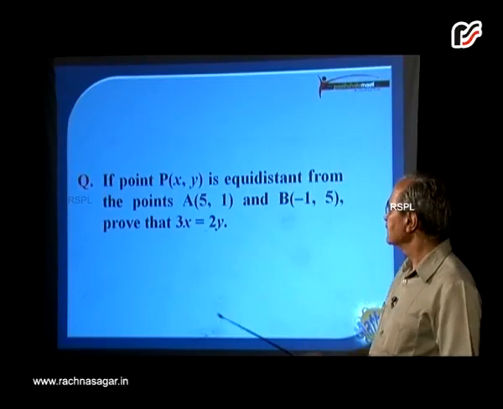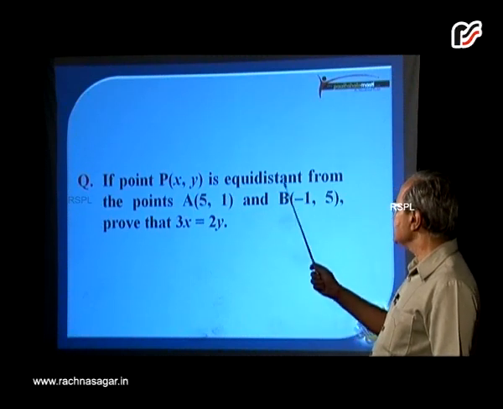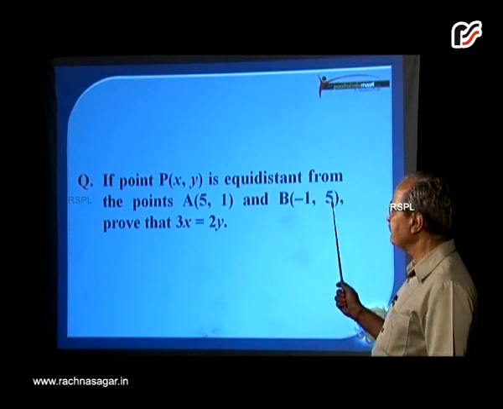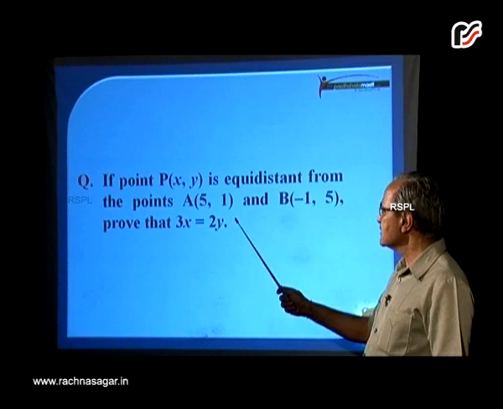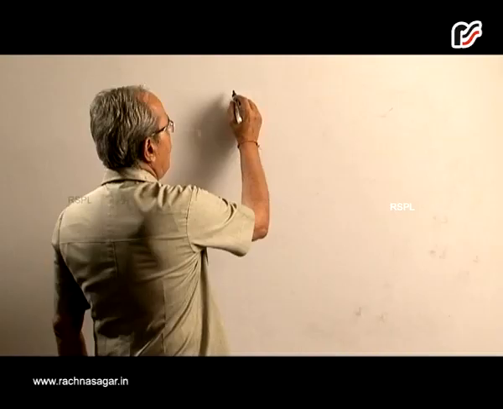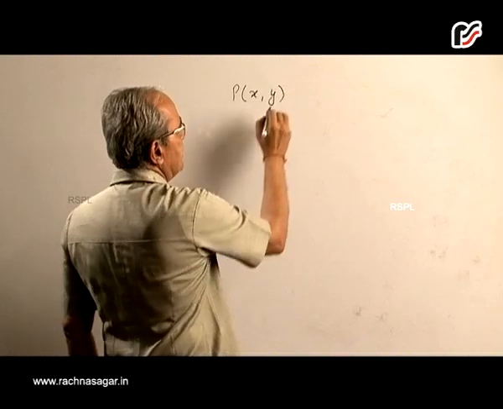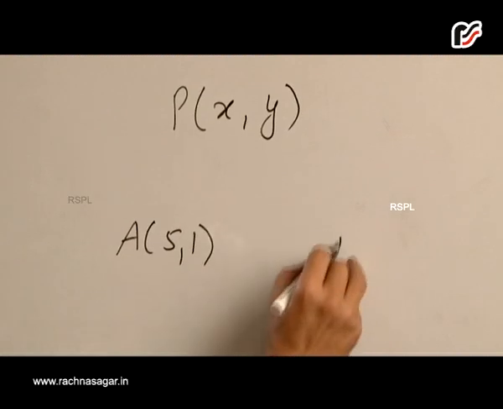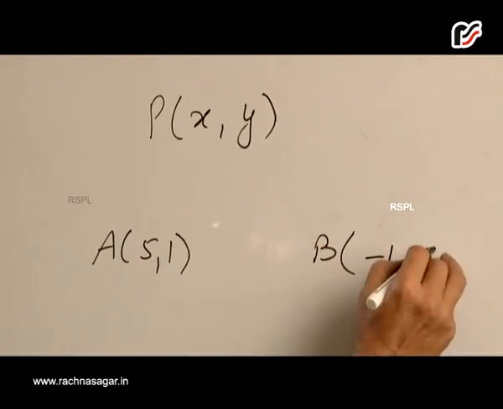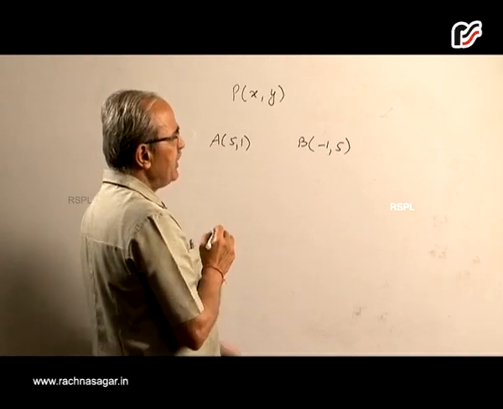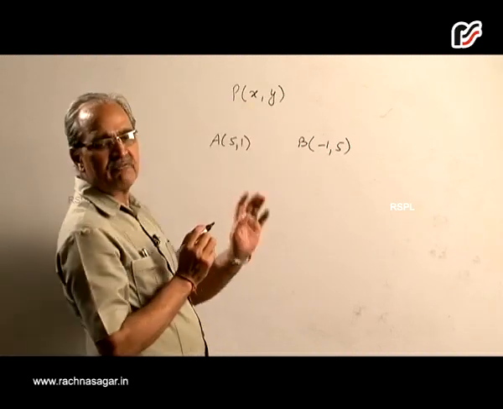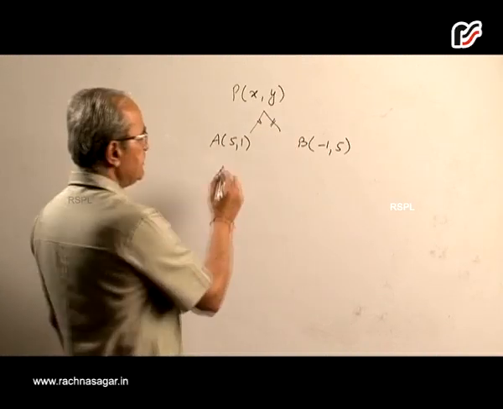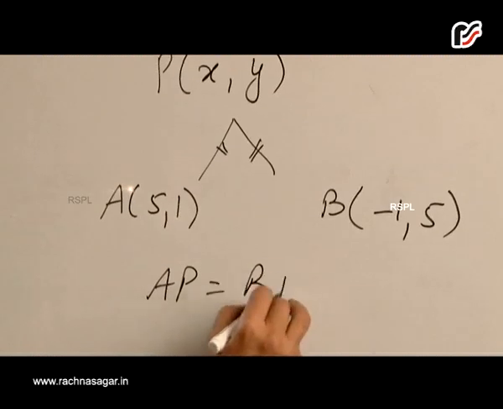Let's take another question. If point P(x, y) is equidistant from the points A(5, 1) and B(−1, 5), prove that 3x equal to 2y. Point P(x, y) is equidistant from the points A(5, 1) and B(−1, 5). We have to prove the relation between x and y. Again, these two are equal. That means AP equals BP.